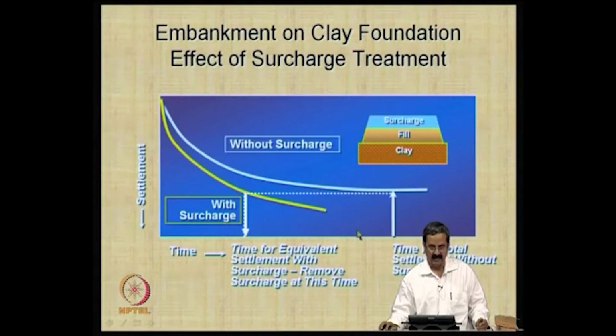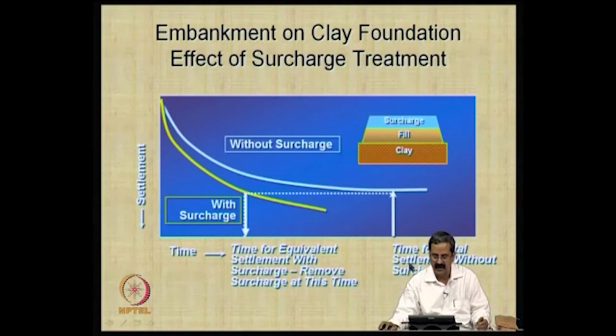So, what we are trying to do in this process is accelerate the settlement that is supposed to take place here. Because of the higher load, it happens within this time, which is nothing but the time for equivalent settlement with surcharge, and then you remove the surcharge. The moment the settlement occurs, you can remove the surcharge. You can monitor the settlements in the field and then remove the surcharge. This is what we need: we have to design for this particular time, which is a very useful input into our whole design process here.